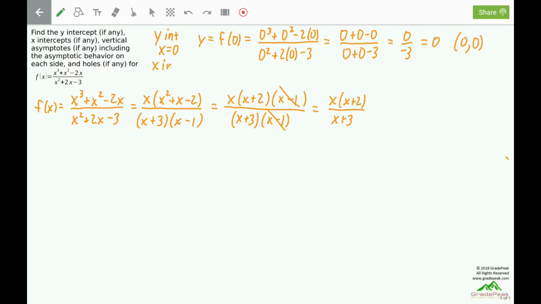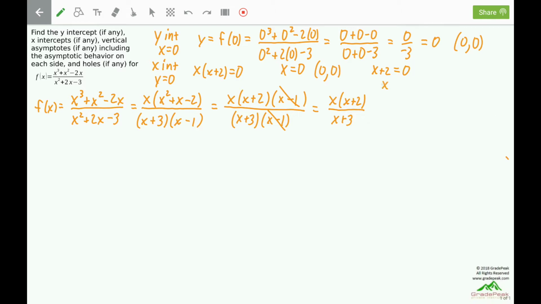The x-intercepts, where the function crosses the x-axis, defined by y equals 0, can be found by taking the numerator that's left over in the fully factored canceled version of the function and setting it equal to 0. X times x plus 2 equals 0. That means x could be a 0 and x plus 2 can be a 0. X equals 0 means the x-coordinate is 0, corresponding to the y-coordinate 0 already established.